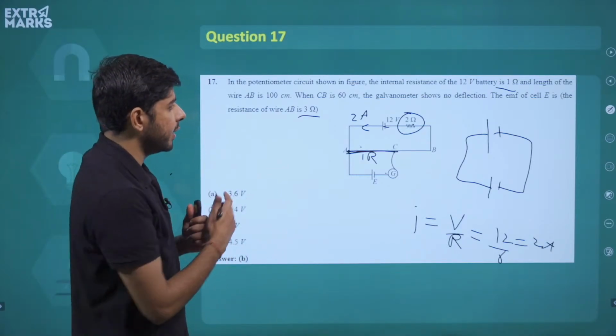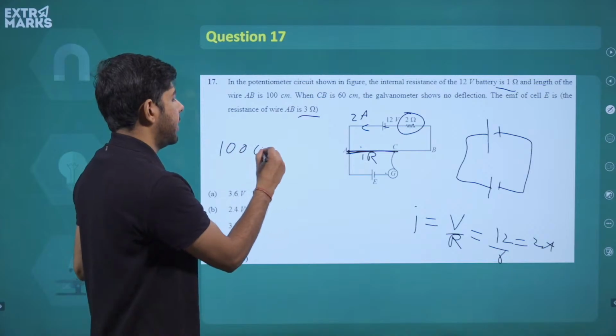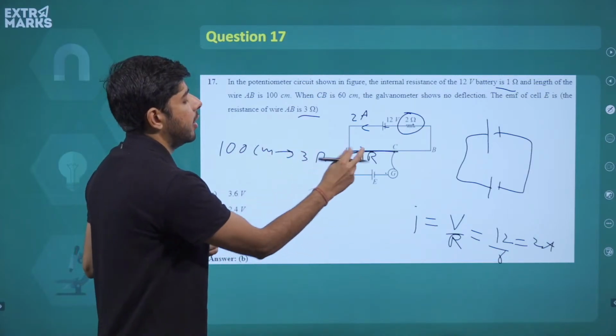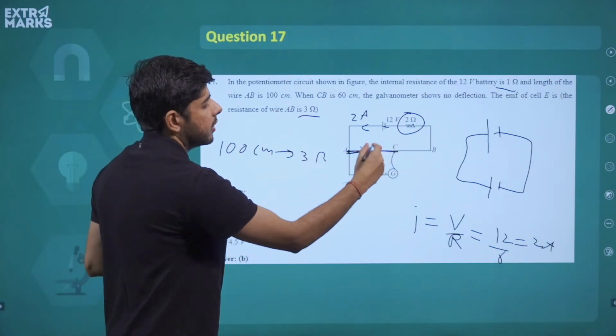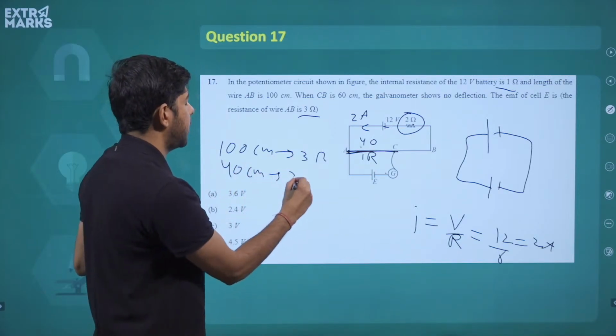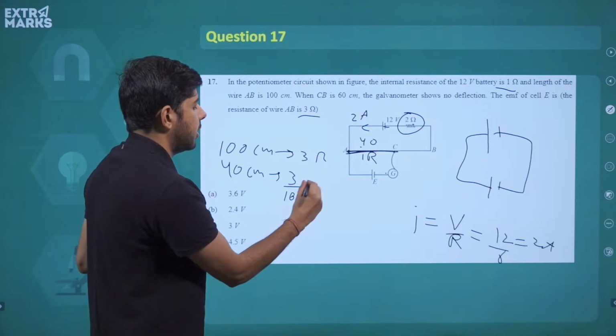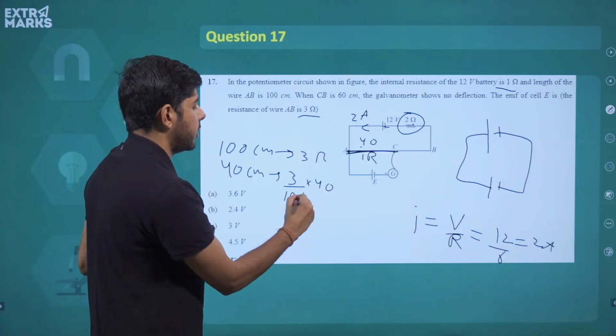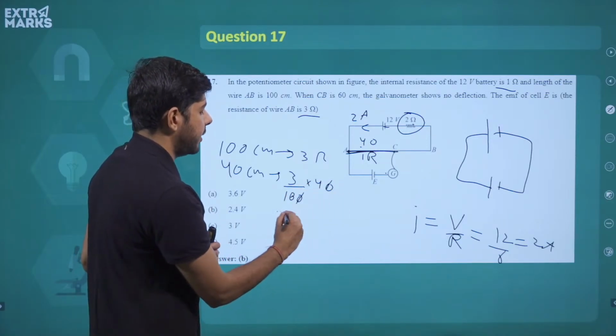So it is simple. What is the total length? 100 centimeter. So 100 centimeter is 3 ohm. And what is this? CB is 60. This is 40. So what is the resistance of this 40 centimeter? So 3 by 100 into 40. That is your R. What is that? 12 by 10, 6 by 5.